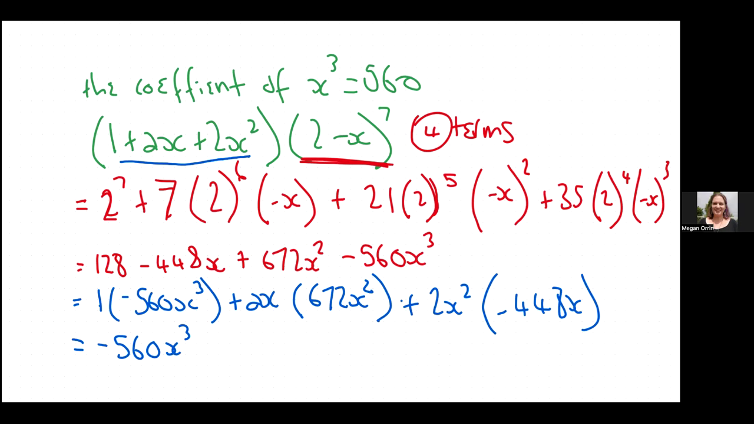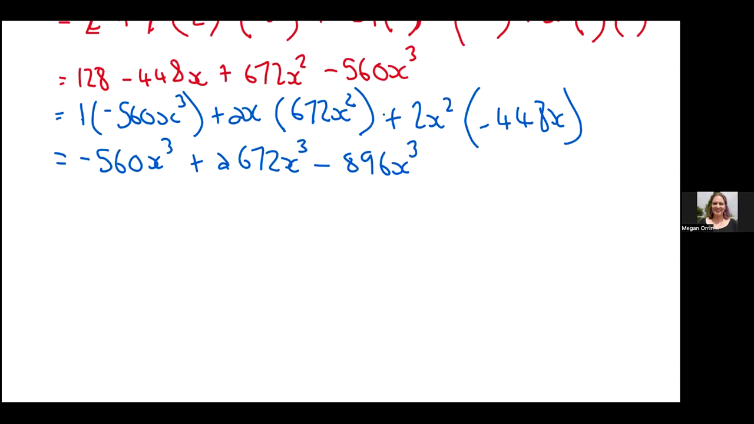Okay, so then what I'm going to do is expand this again. So that is 672, whoops, I didn't write 2, 672x cubed, and this, oops, that's a minus. So then this is minus 896x cubed. Okay, now what did I say that equals at the start? So it equals 560. So what I'm going to do is just give myself a bit more room.